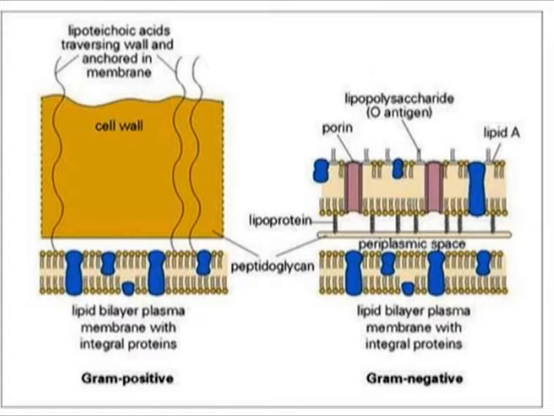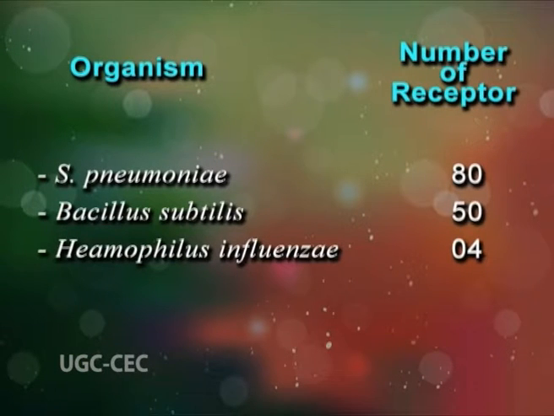Competence appears to result from changes in the cell wall of the bacteria and probably is associated with the synthesis of cell wall material at a particular stage of the life cycle of the bacterium. In the course of developing competence, some kind of receptors are either formed or activated on the cell wall. These receptors are responsible for the initial binding of the DNA. The number of receptors varies from one organism to another. For example, S. pneumoniae has 80, Bacillus subtilis has 50 and Haemophilus influenzae has 4.